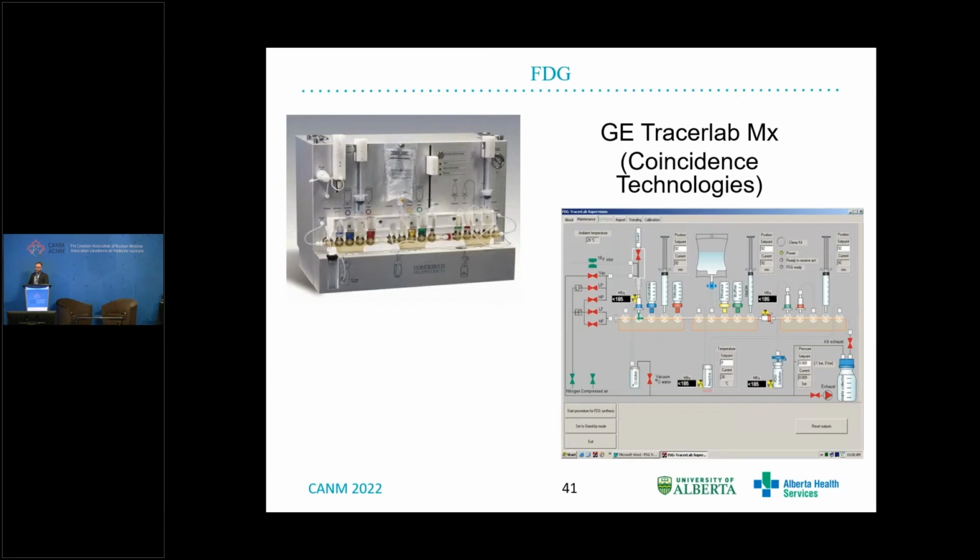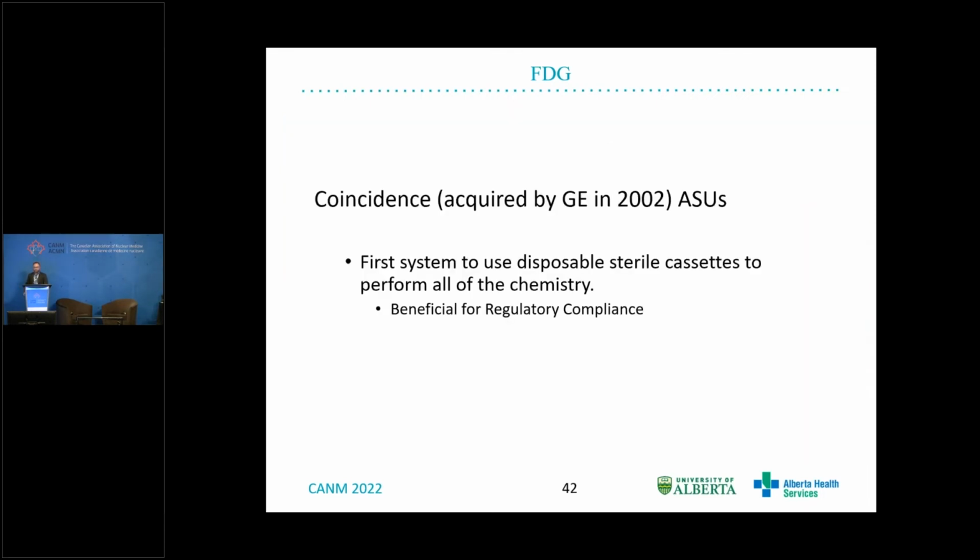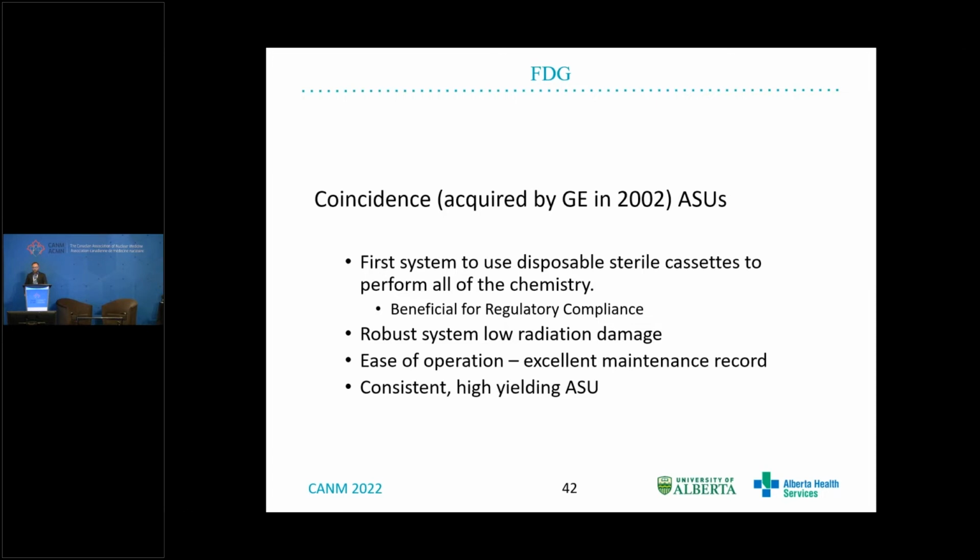And then we had the TracerLab MX, which was from the beginning the Coincidence Technologies unit. It was the first really cassette-based synthesis unit. So it's a sterile cassette. Everything that touches the product is in that cassette. So you remove it and then you put a new one on for the next run. And yeah, it makes the regulatory compliance quite a lot easier, and it's also easier to operate.